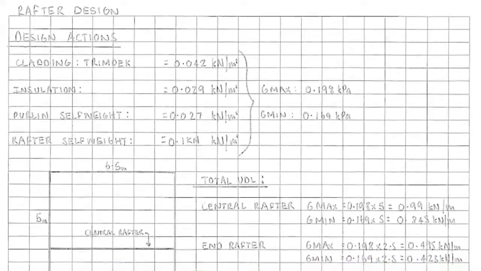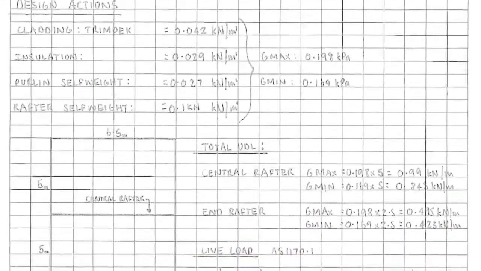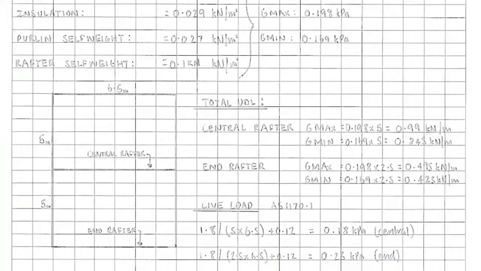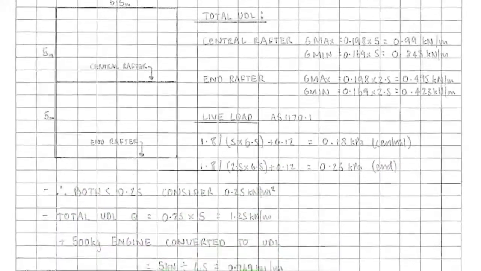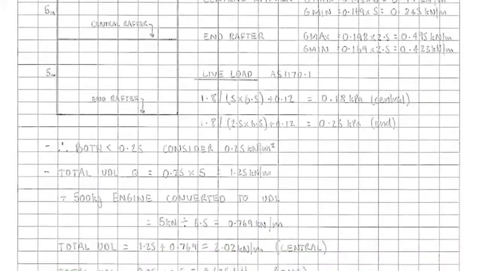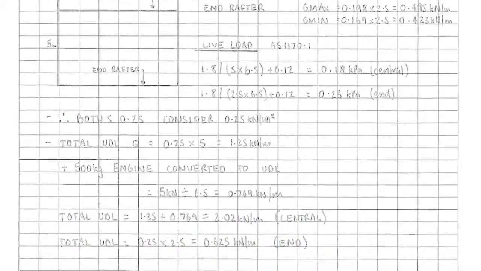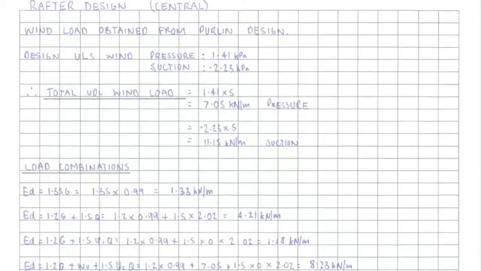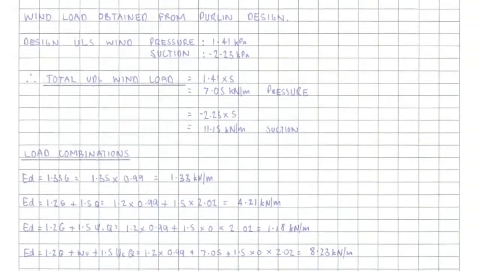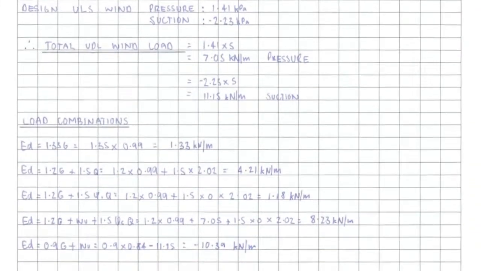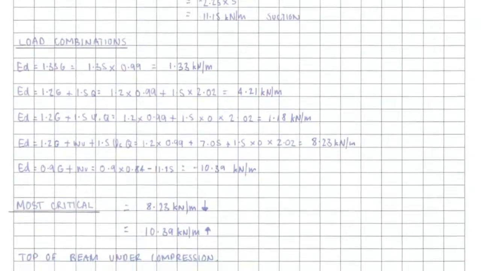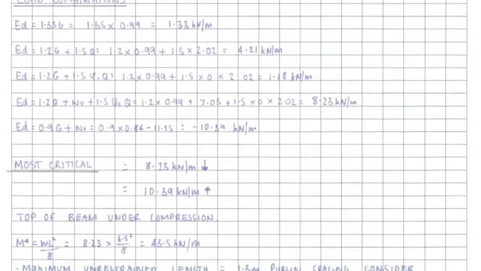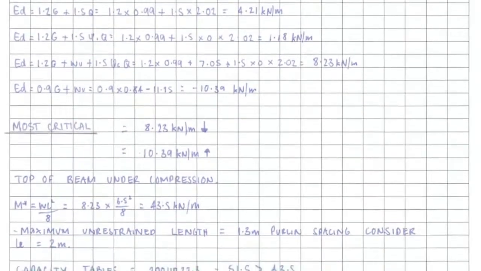Rafter design. For the rafter design, we already had all the other loads from the previous purlin example, so we only had to consider the rafter weight at 0.1 kilonewtons per metre squared. We also had to consider for the central rafter a 500 kilogram capacity for the ability to lift an engine. We decided to consider this engine as a UDL.